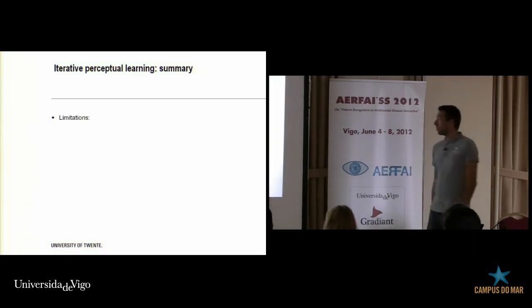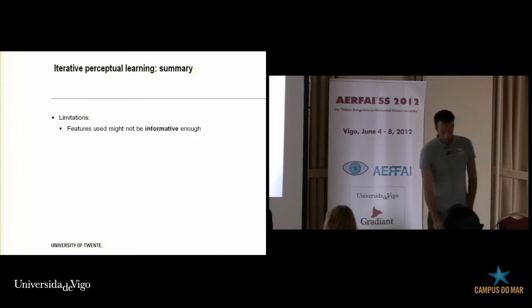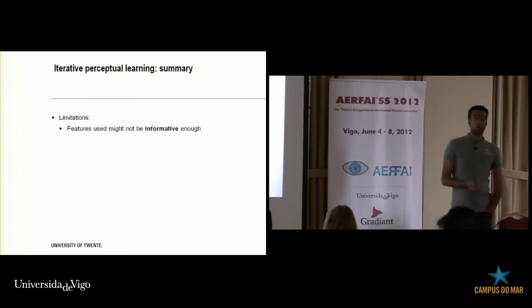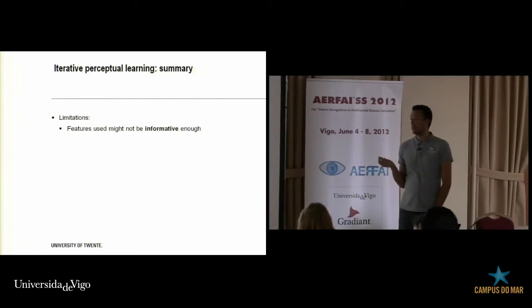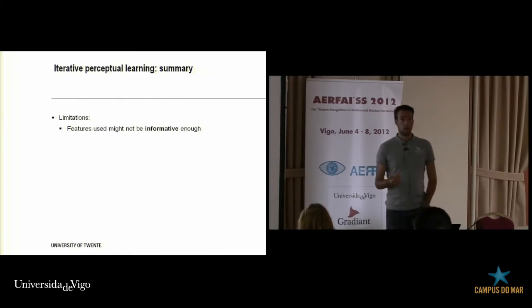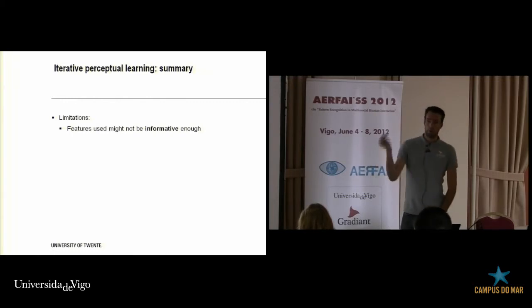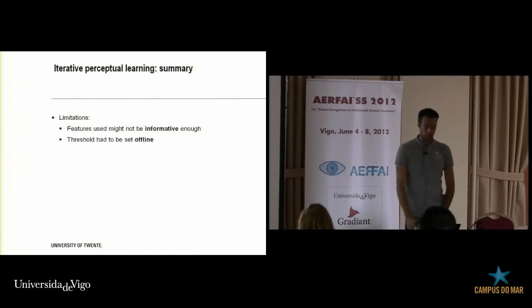There are also some limitations of the study. First, the features that we use might not be informative enough. We got saturation quite easily. So it might be that there is not enough information in the features to allow us to make use of a lot of data. We learn it quite quickly, but then we stop at a point that is suboptimal. So the features might not be interesting enough.